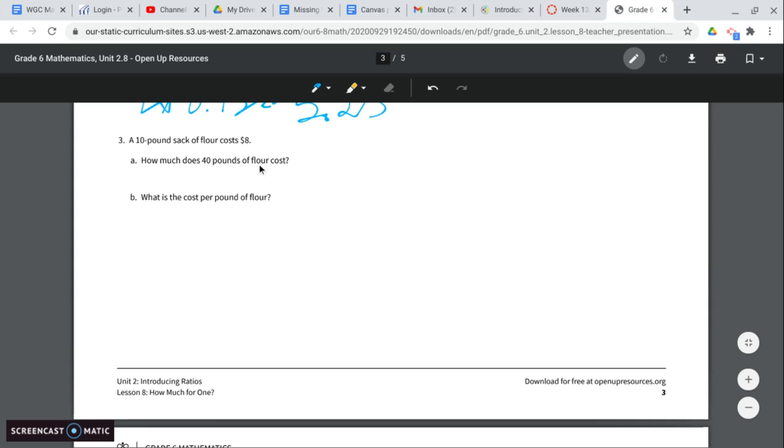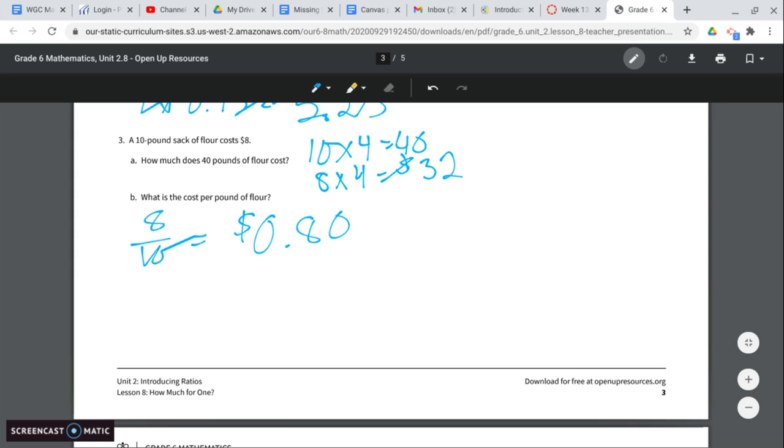All right, for number 3, a 10-pound sack of flour costs $8. How much does 40 pounds of flour cost? 10 times 4 equals 40, and 8 times 4 equals 32. So it's going to cost $32. What is the cost per pound of flour? We're taking 8 and dividing it by 10. That's going to give us 80 cents per pound of flour. It's a unit rate there because it's in terms of 1.